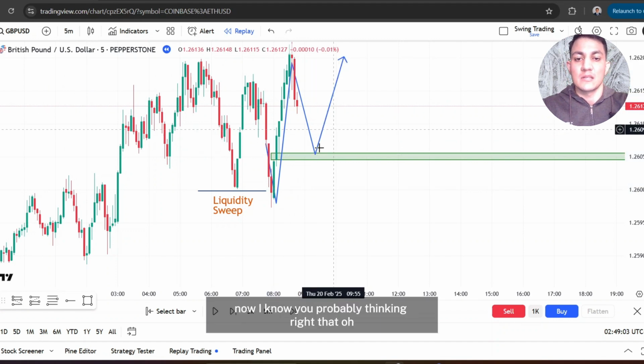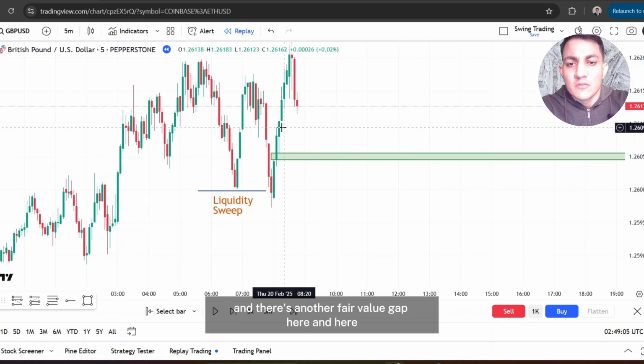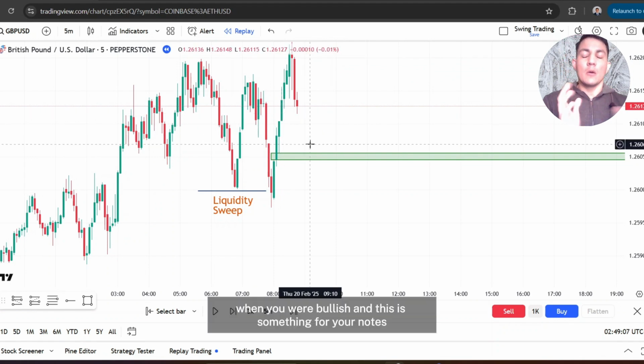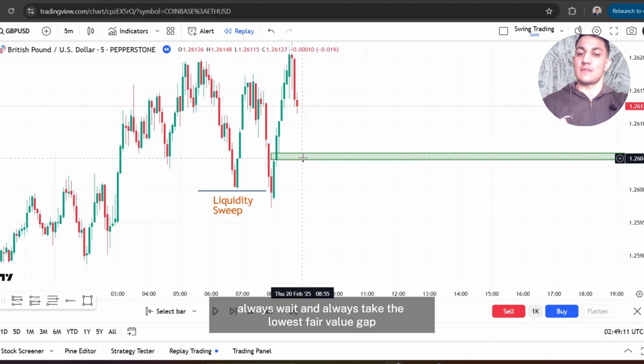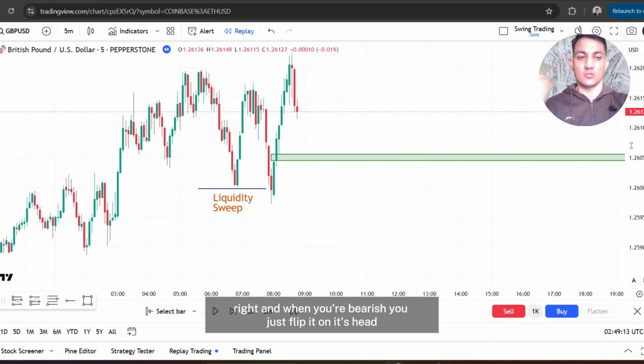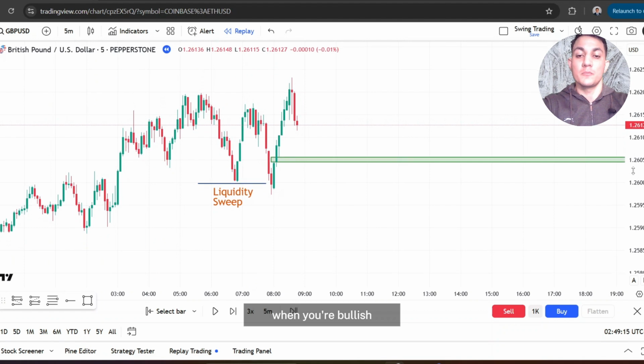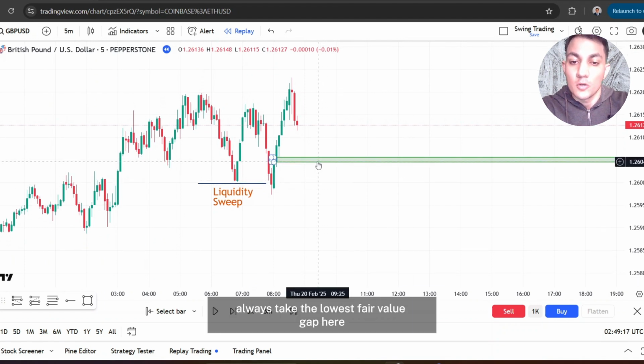Now, I know you're probably thinking, oh, there's another fair value gap here and here. When you are bullish, and this will be your notes, when you are bullish, always wait and always take the lowest fair value gap, right? And when you're bearish, you just flip it on its side, you take the highest fair value gap. But when you're bullish, always take the lowest fair value gap here.